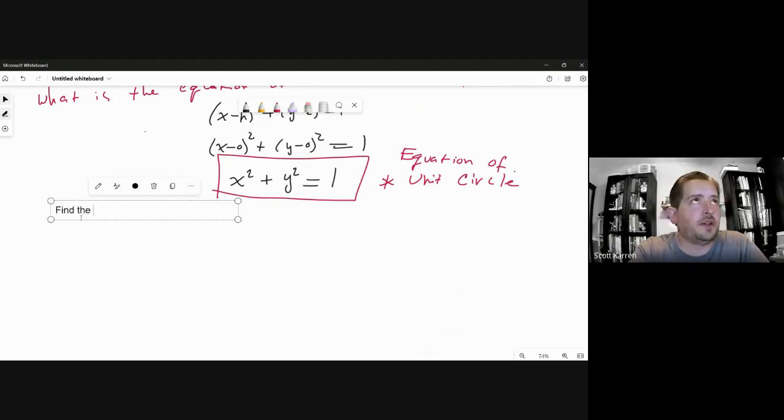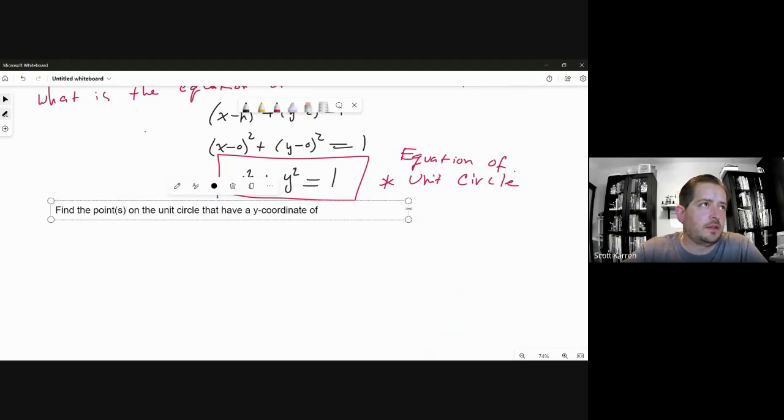So we might be asked to find the point or points on the unit circle that have a y coordinate of square root of 3 over 2.